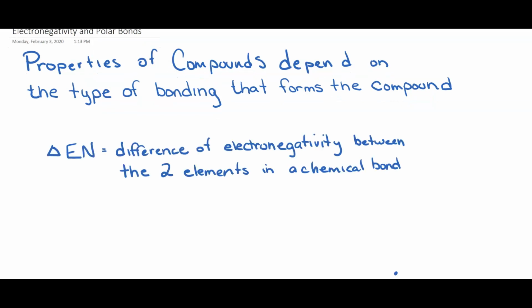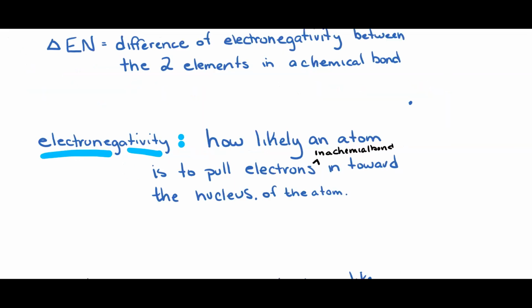We can use electronegativity values for the elements that are bonding with each other to determine what type of bond we have by finding the difference in those electronegativity values. Difference, I just mean subtraction. Take the two electronegativity values and subtract them. But what is electronegativity? Why will subtracting them give me information about the type of bond?